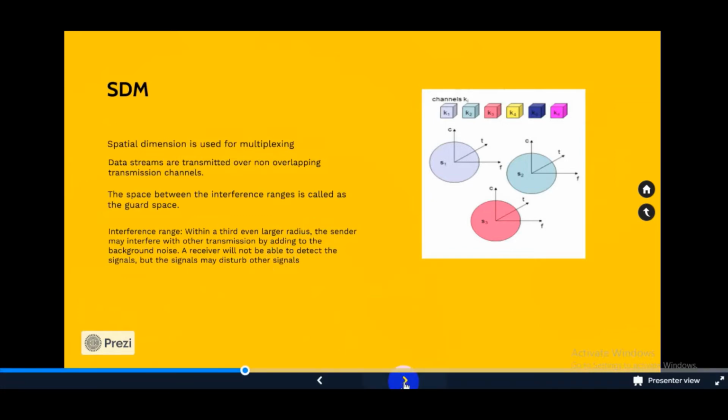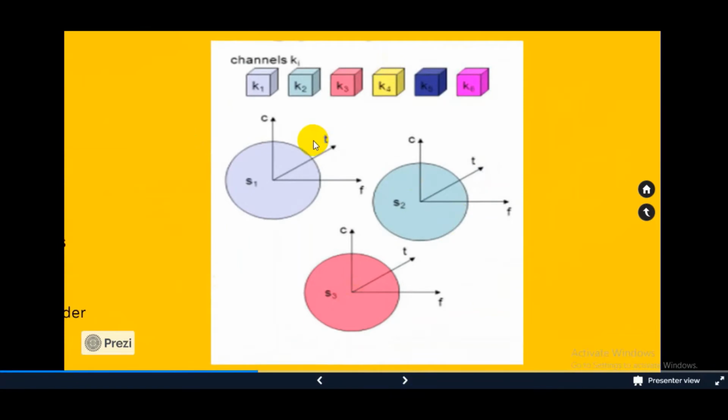In this diagram, you can see it on zoom, we have channels defined from K1 to K6. You have different spaces defined. Here we have written S1, S2 and S3, corresponding to K1, K2, K3. And this CTF is nothing but your code, time and frequency. So as I said, it is not going to stand alone, but it would have some other multiplexing technique in existence together with space division multiplexing.